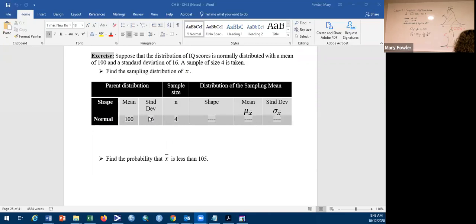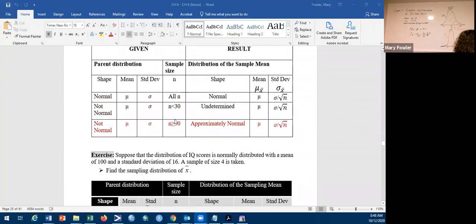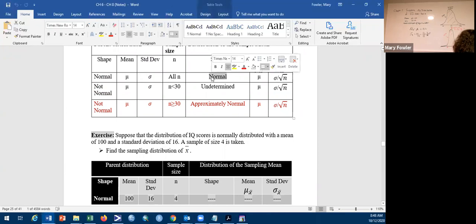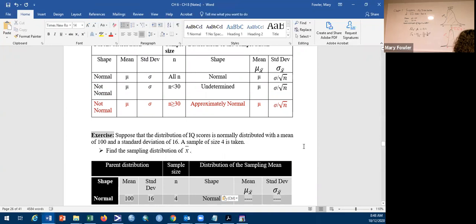Okay. So in order to be able to determine the distribution of the sample mean, we need to figure out what row in the table we're in. That's one way to think about it. There are other ways to think about it. But we can see here we're in the first row. Because we're in the first row, because the parent population is normal, for all values of the sample size, the shape of the distribution is normal. And then we fill in here that the mean is 100 and the standard deviation we determined was 16 over the square root of 4, or 8. Okay.